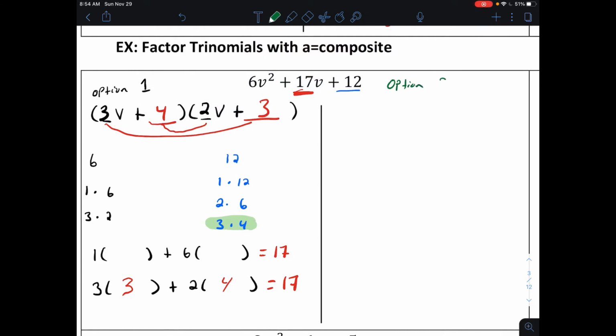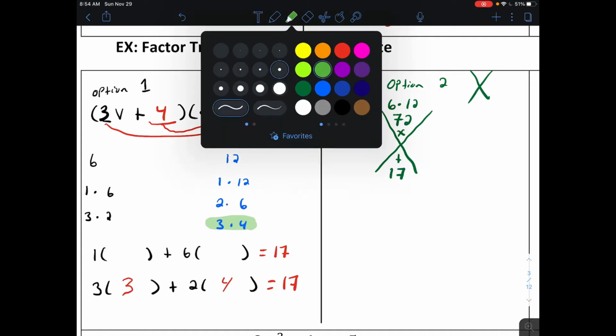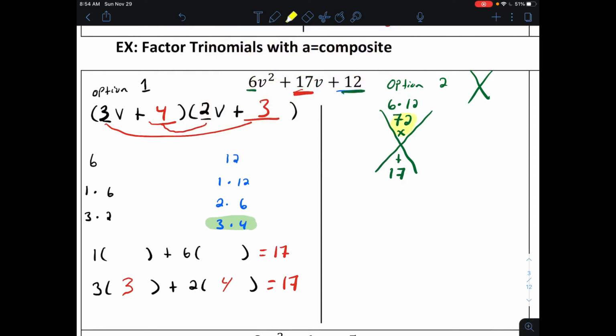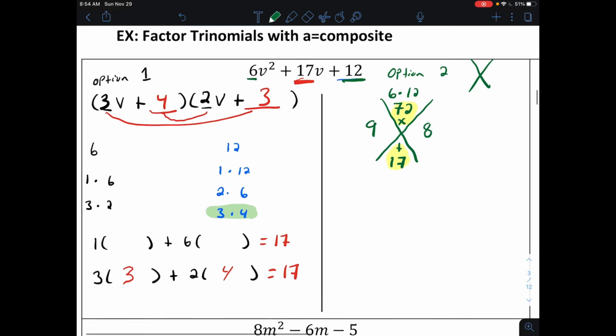So option 2 is to use the X method. The number on top is what you have to multiply to be. Well, I need to multiply the two numbers, the 6 and the 12, together. So 6 times 12 gives me positive 72. And I still need to add together to be that middle number of 17. And so I'm only looking at what times what makes positive 72 that adds up to be 17. Well, 9 and 8 multiply together to be 72 and add together to be 17.